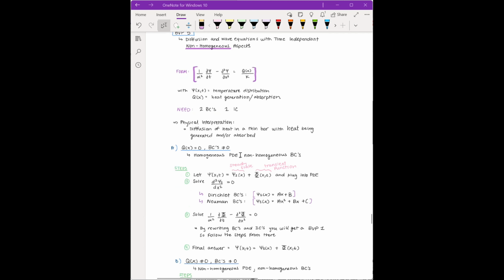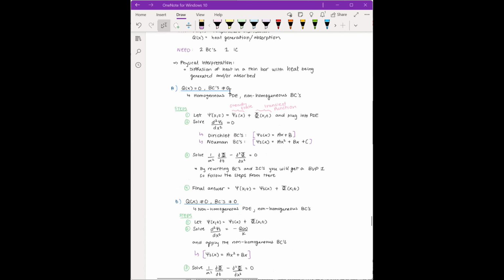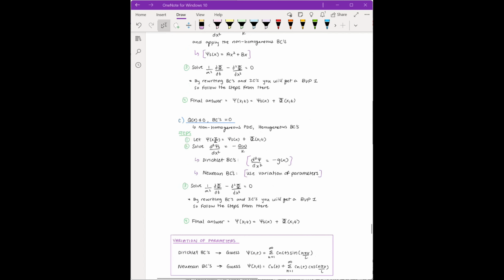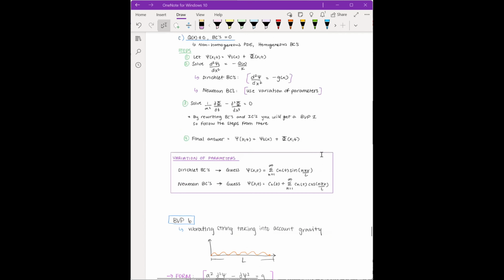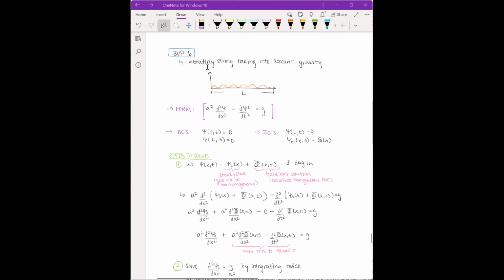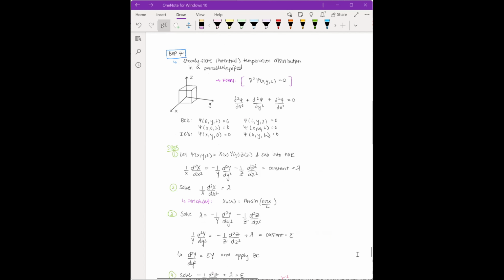One is the homogeneous PDE with non-homogeneous boundary conditions. One is the non-homogeneous PDE with non-homogeneous boundary conditions. And the final one is non-homogeneous PDE with homogeneous boundary conditions. So those are the three different types. And again, steps on how to tackle each one of these problems. BVP 6, I noted it as the vibrating string, taking into account gravity. And then finally, BVP 7 is the steady state distribution in this cube region here and steps to solve.